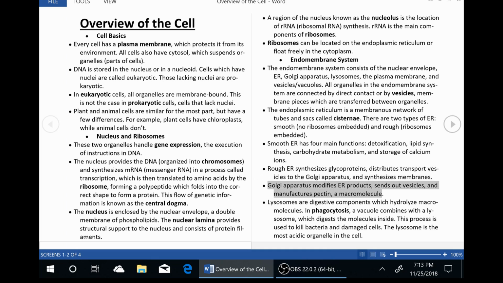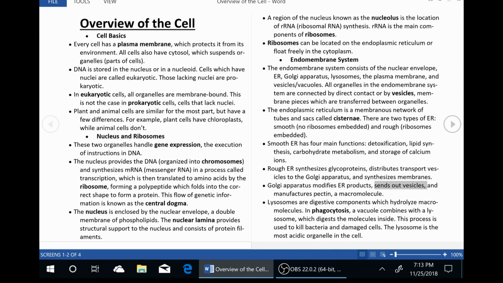So then we have our Golgi apparatus. Once a product comes from the rough ER, or the smooth ER in that case, it goes to the Golgi apparatus, and the Golgi apparatus is kind of like a warehouse. It modifies these endoplasmic reticulum products. Think of the endoplasmic reticulum kind of like a factory, and then think of the Golgi apparatus kind of as a warehouse. So it's going to do minor modifications to these products.